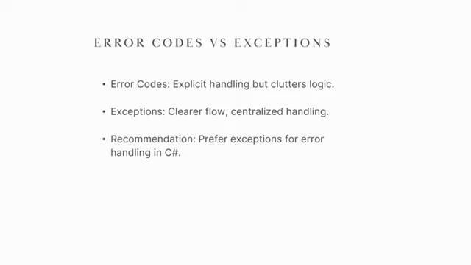Error codes versus exceptions. Error codes were commonly used before exceptions became popular. While they work, they clutter the code with checks. Exceptions, on the other hand, provide a cleaner way to handle errors. In C#, we prefer exceptions for their clarity and efficiency.